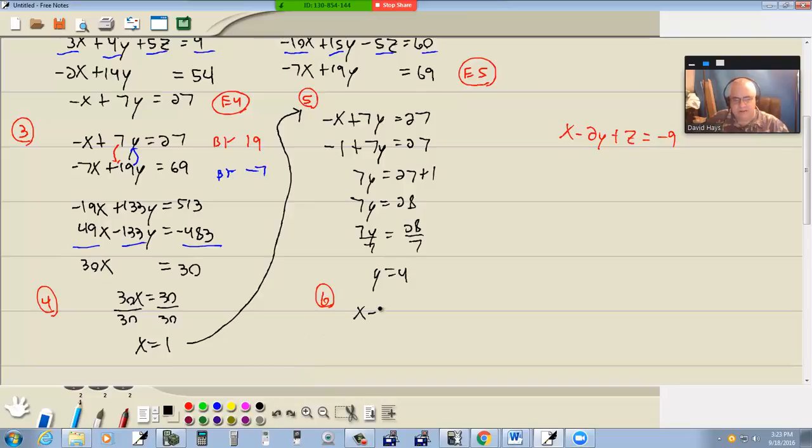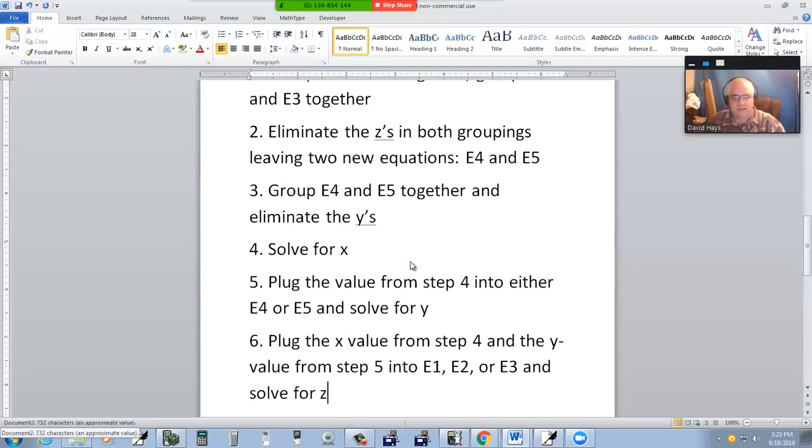Okay, so we got x minus 2y plus z is equal to negative 9. In step 4, we just had x is equal to 1. So I put 1 there. Minus 2. And in step 5, we said y is equal to 4. So I put a 4 there. Plus z is equal to negative 9. And then solve for z.